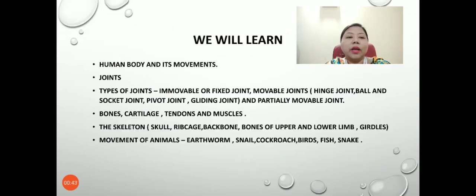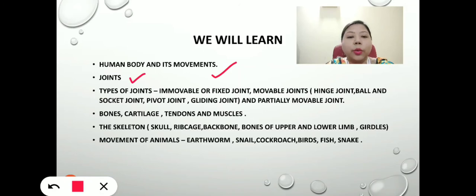Yes, so what are we going to learn in this chapter? So we will be learning about human body and its movement. We'll learn about joints. We'll learn about the types of joints, and there we will be learning about immovable or fixed joint, movable joints, and therein we'll be learning about the hinge joint, ball and socket joint, pivot joint, gliding joint, and also we'll be learning about partially movable joint.